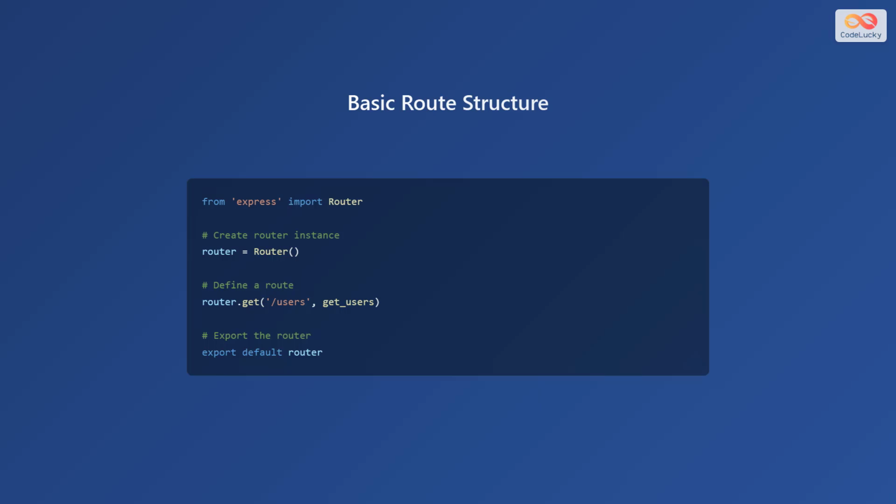Here's a look at a basic route structure. First, import the router from the Express library. Then, create a router instance by calling the router function. Next, define a route using router.get specifying the path such as /users and the corresponding function to handle requests to that route like get_users. Finally, export the router to make it available for use in other parts of your application. This setup allows you to modularize your route definitions.